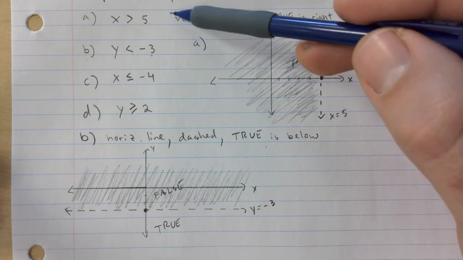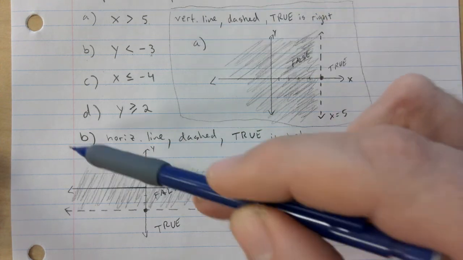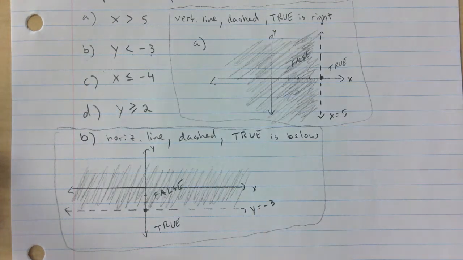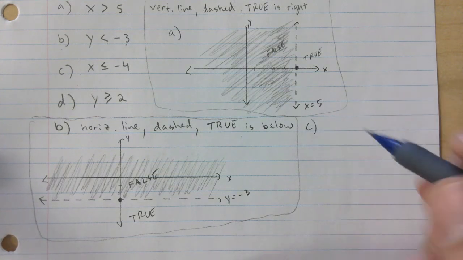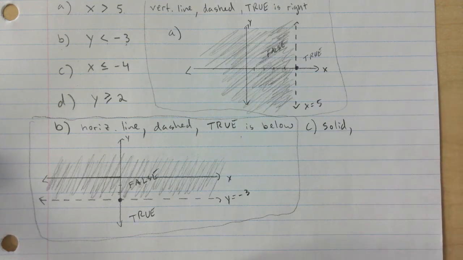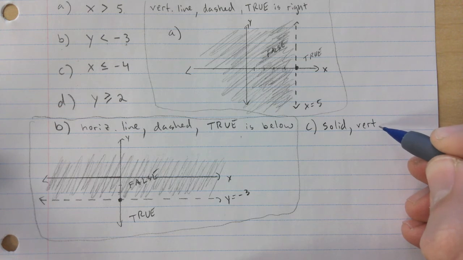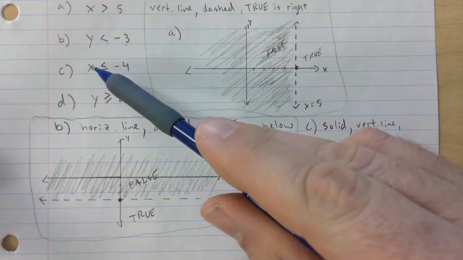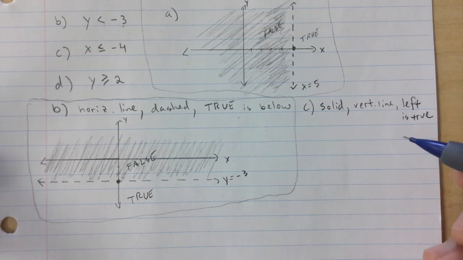So I've got A here. I've got B over here. I'm going to try to fit C in here. We know that's going to be a solid line. We know that it is a vertical. And we know that because it's less than, left is true. Left is true. So let's try that.